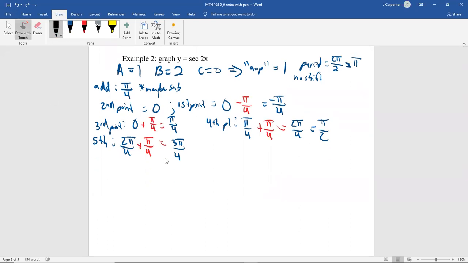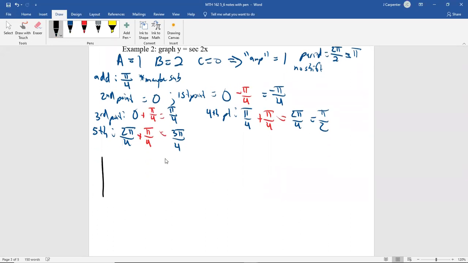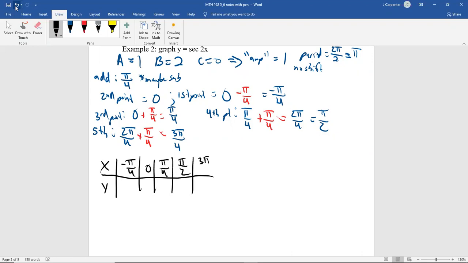All right, so we can start drawing our table of values in a better way than that, please. So x, y. All we've got so far are the x values of negative pi over 4, 0, pi over 4, pi over 2, and 3 pi over 4. And the y values we're supposed to get by doing all that flipping and stuff.